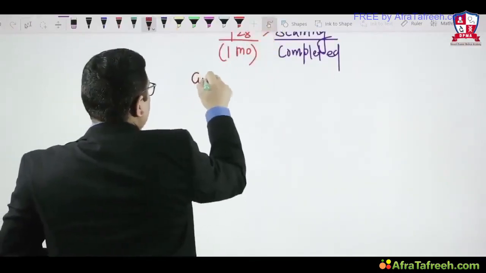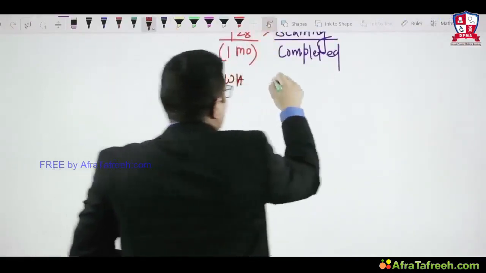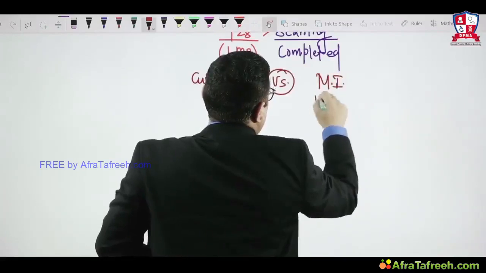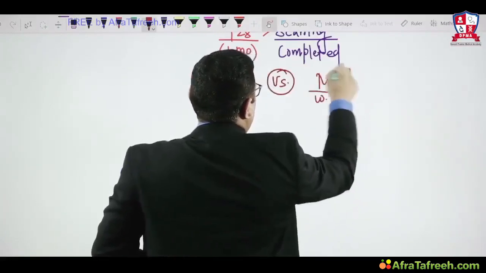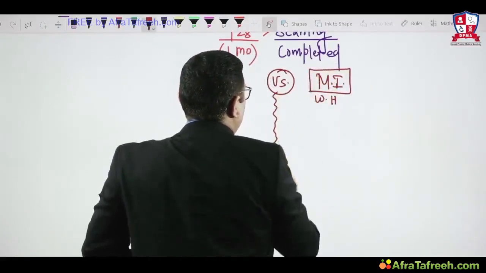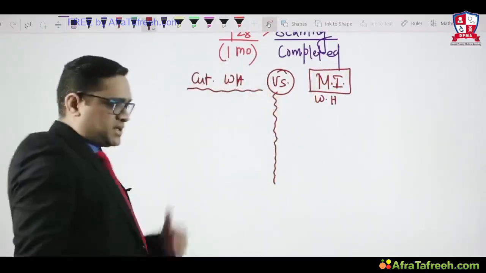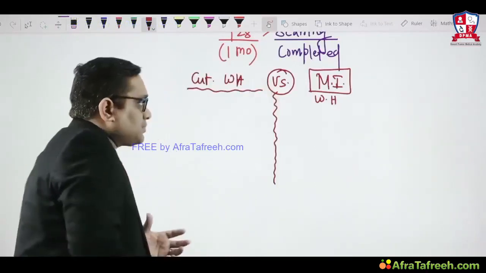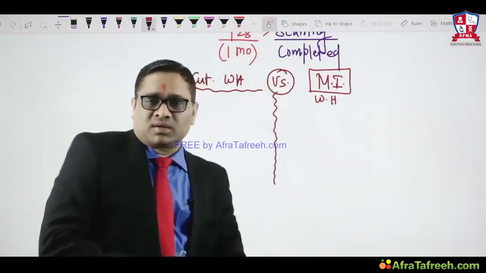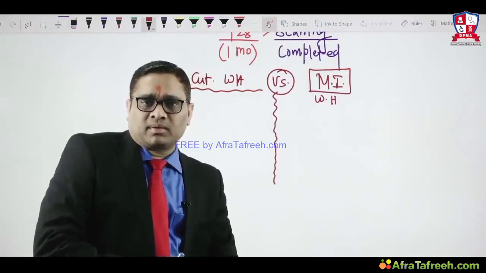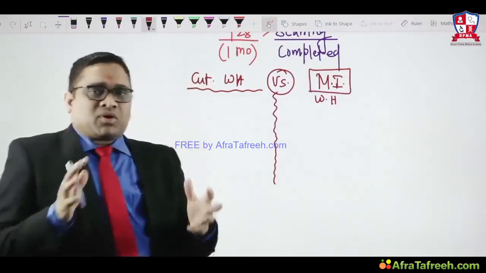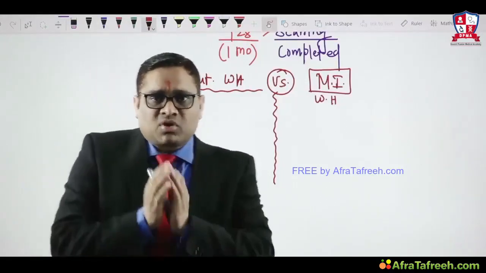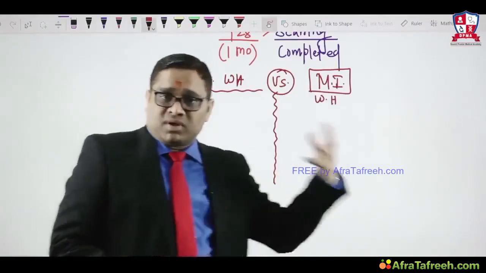When we are talking about cutaneous wound healing versus myocardial infarction wound healing, the examiner says one statement. Just imagine the examiner says that cutaneous wound healing will be delayed in comparison to myocardial infarction wound healing. Will it be a true or a false statement? Actually, this is a false statement. Cutaneous wound healing will always take shorter time. Myocardial infarction wound healing will take longer time.